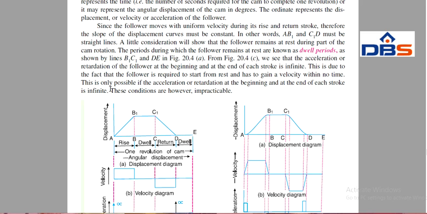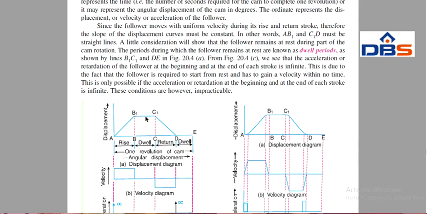due to the uniform velocity, during the rise and return of the stroke of the follower, the slope of the displacement must be constant, that is from A to B1 it is constant and C1 to D is constant, that is the rise of the follower and the return of the follower. Between these two operations there is a standby, where there is no operation of the follower, that is the rest position of the follower, which is called the dwell period.